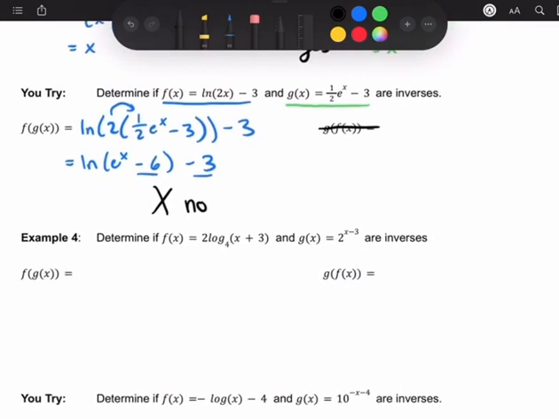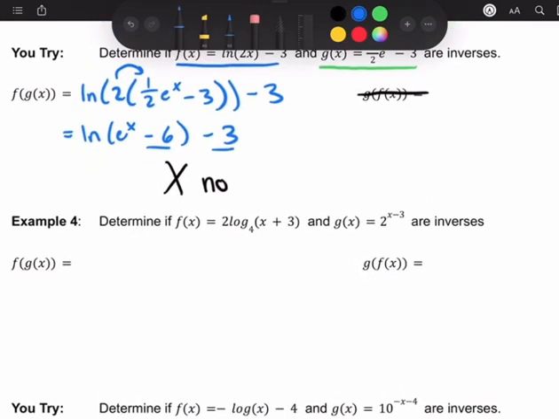We are given that f of x is equal to 2 log base 4 of x plus 3, and that g of x is equal to 2 to the x minus 3 power. Now, same steps as before. Let's first find the composite function f of g of x. Plugging g of x into anywhere in f where there is an x variable, we get 2 times log base 4 of 2 to the x minus 3 power plus 3.